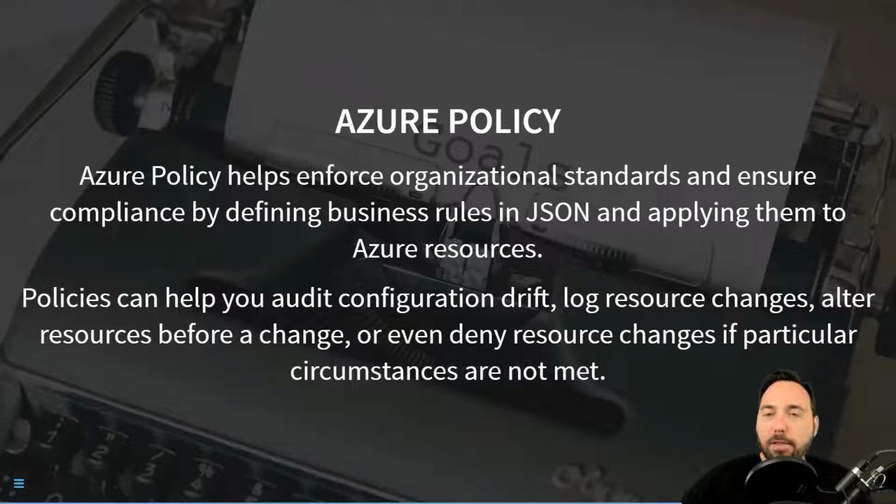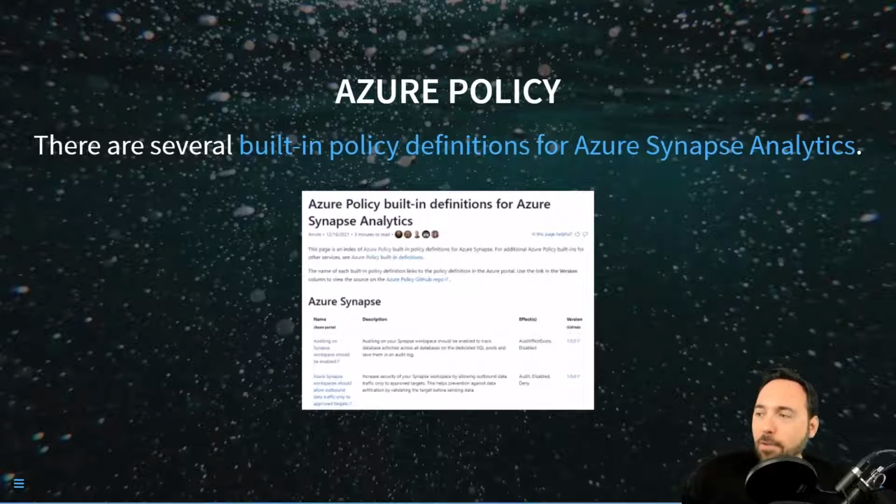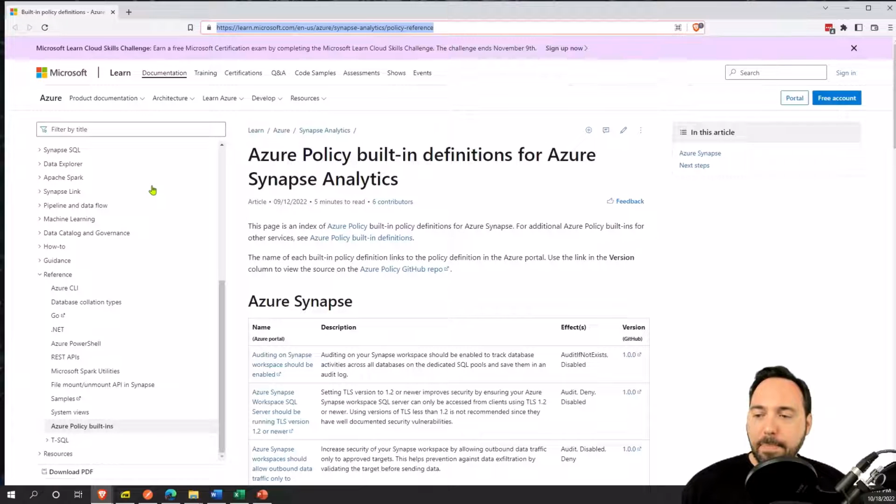Azure Policy, another thing that's outside the Synapse workspace, but it'll help you enforce organizational standards. You define business rules in JSON, you apply them to Azure resources, and it can prevent certain activities. It can automatically adjust things to stay in compliance. You can audit if your configurations are different from what you expect. You can log if somebody has made a change, or even deny those changes. There are several policies that are relevant to Azure Synapse Analytics. And if you want a copy of these policies, let me drop a note right there.